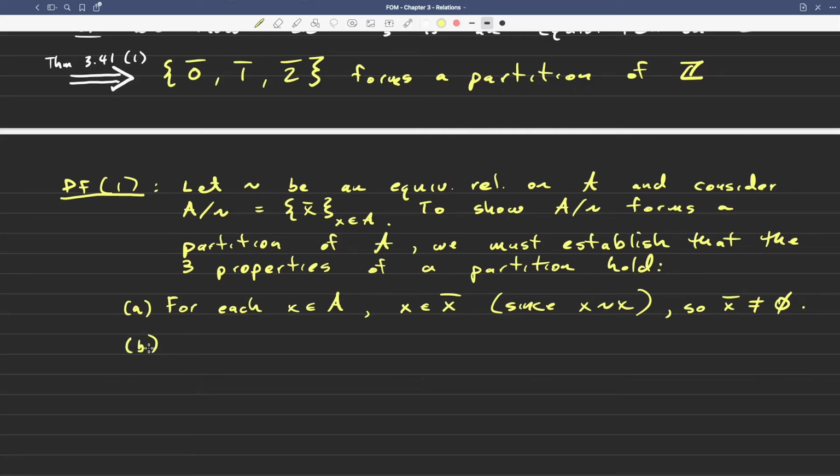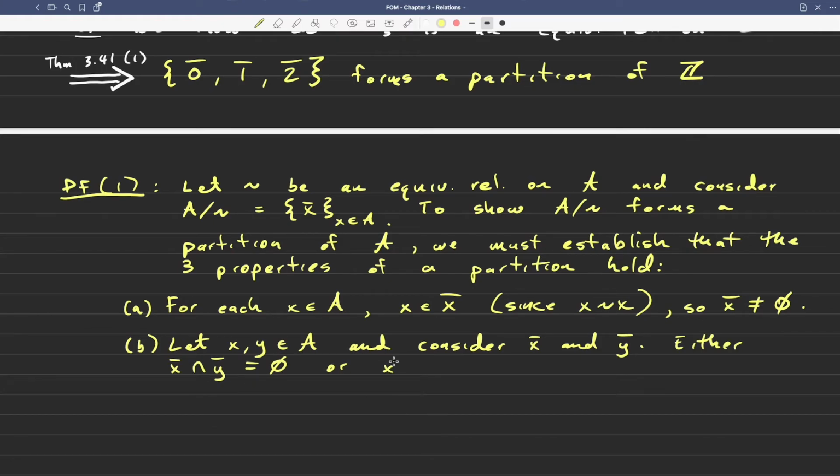The second thing we have to establish is that if you take any two equivalence classes, they're either the same equivalence class or they are completely disjoint. Let x and y be any two elements of A, and we'll consider x bar and y bar. There's one of two possibilities: x bar and y bar are disjoint or they're not. If x bar intersect y bar is the empty set, we're done, because we're trying to prove that either x bar and y bar are disjoint or they're equal. So if they're disjoint, we're done.